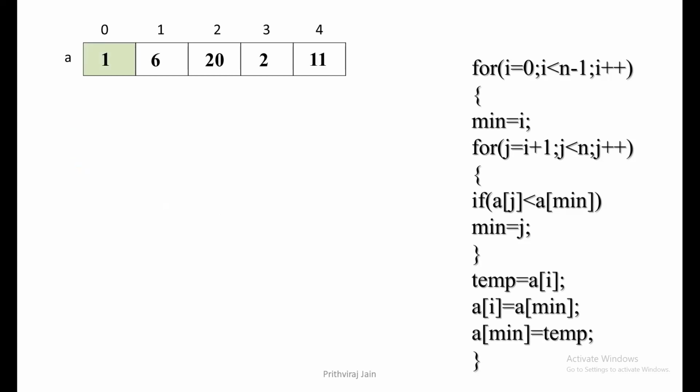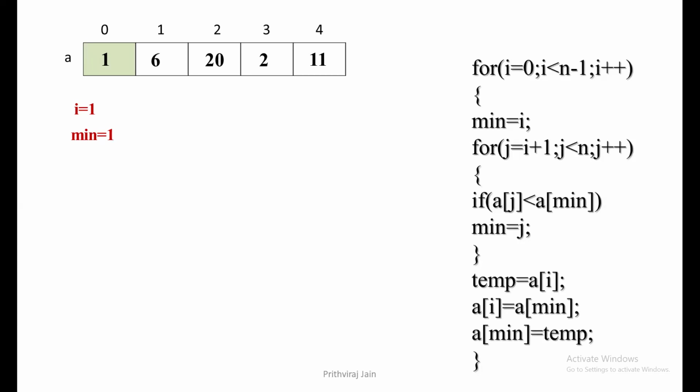Now that colored part indicates that it is a sorted part. So 1 is in a sorted position, and the remaining part is called the unsorted part. From the unsorted part, again I'm choosing the first element, and among the remaining elements, I have to find the minimum-most element. So this is how the process continues. Now i will be incremented by 1, i value is equal to 1, and again we start with the minimum value.